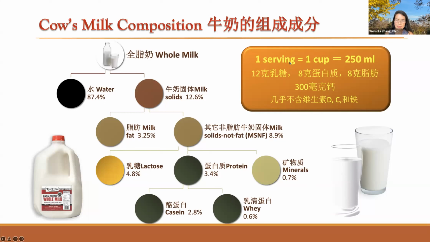So in one serving, it's 1 cup, about 250 ml, and it contains 12 grams of lactose, 8 grams of protein, 8 grams of fat, about 300 milligrams of calcium, and there's no vitamin D, C, or iron unless fortified. I think all the milk is fortified with vitamin D, and some is fortified with vitamin A also.